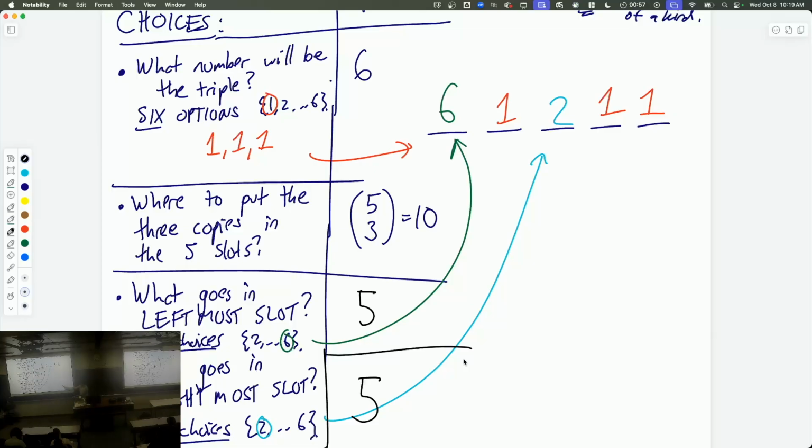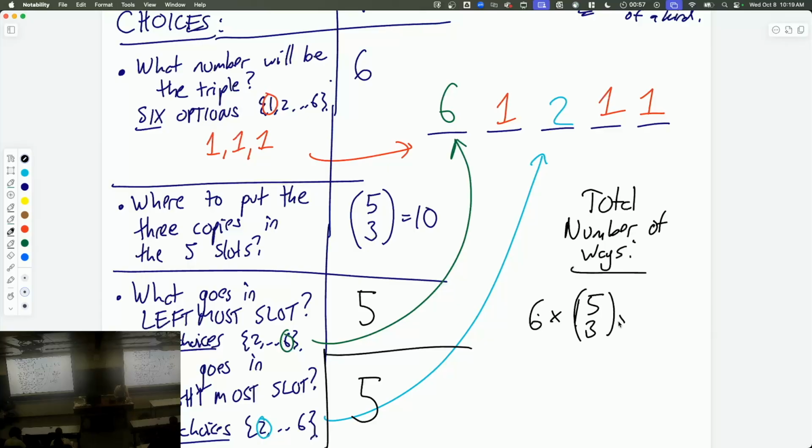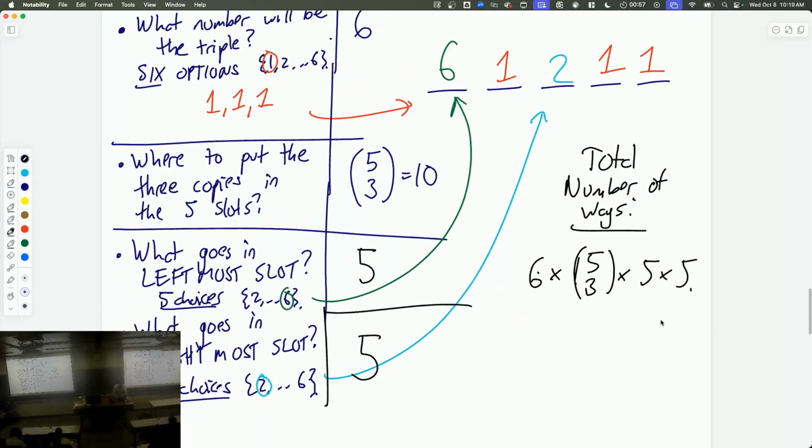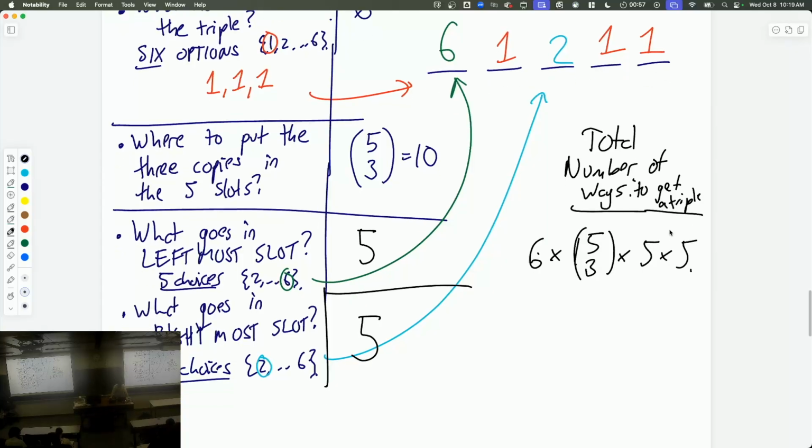If I combine all these by the multiplication rule, I can make a choice here and then make a choice here, and I can do any combination of those choices. They all multiply. So therefore, the total number of ways, just like we did in class, is the product of all these things: 6 times 10. Let's write it as 6 times 5 choose 3 times 5 times 5. And that is the total number of ways we can get a triple, thinking of them as in order of rolling the dice.